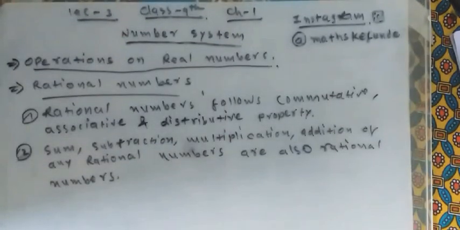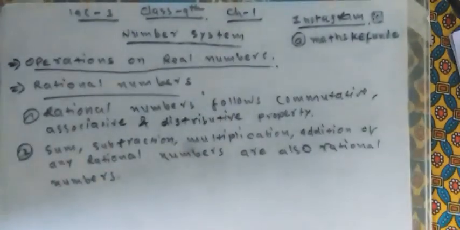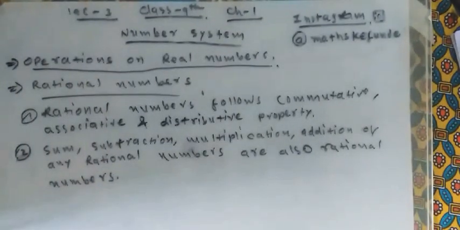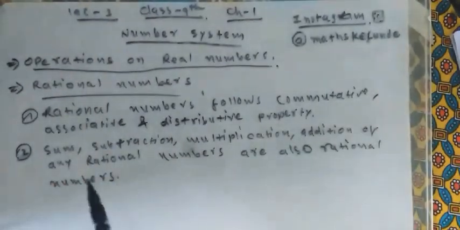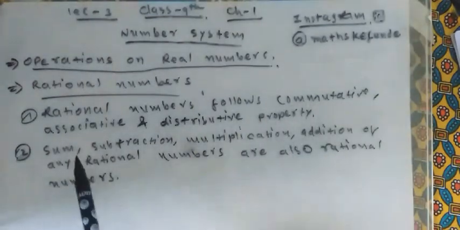Now we take another topic, operations on real numbers. In real numbers we find two categories. First one is rational numbers and second one is irrational numbers. So first we take rational numbers. The first point is that rational numbers follow commutative, associative and distributive properties.